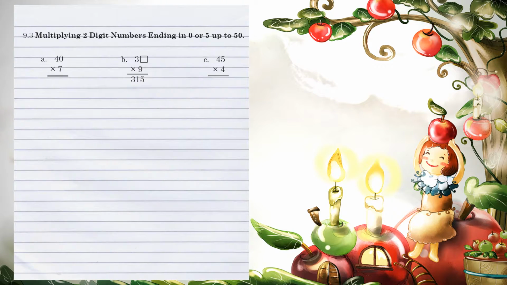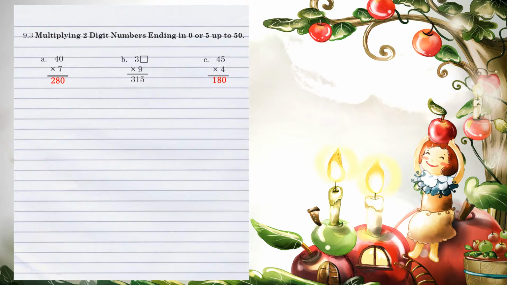Unit 9.3, multiplying two-digit numbers ending in 0 or 5 up to 50. Let's look at example A. 40 times 7. 7 times 0 is 0. 7 times 4 is 28 for an answer of 280.